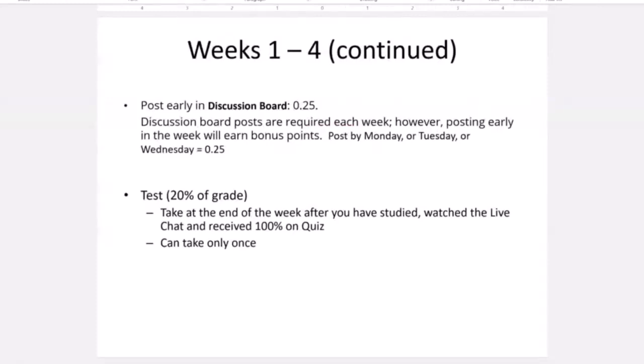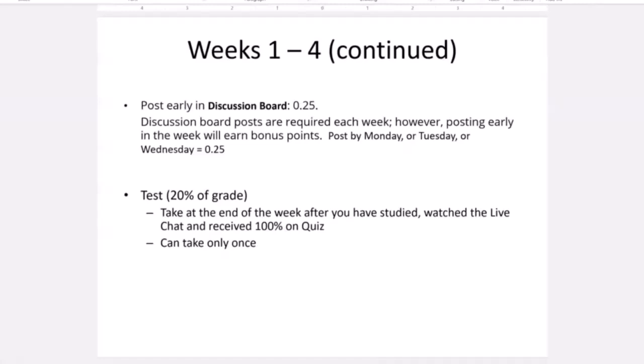You can get bonus points by posting early in the discussion board, which means post by Monday, Tuesday, or Wednesday. There's a really good reason for that, because other people need to respond to you. If you don't post early, then there's nothing for people to respond to. This is incentive for you to post early.